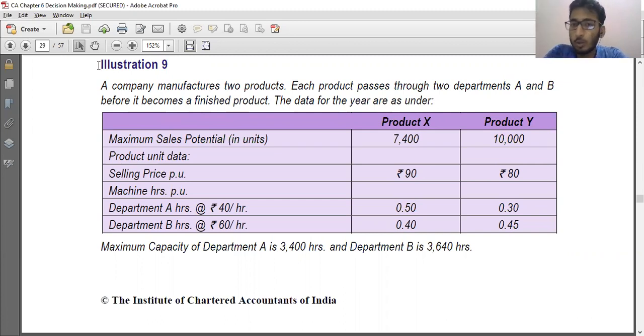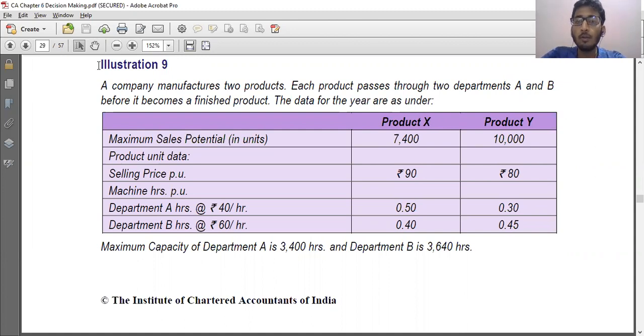A company manufactured two products. Each product passed through two departments, A and B, before it becomes a finished product. The data for the year are as follows: product X and product Y. One thing: in a linear programming question, you basically need a graph to solve it. I hope you know what linear programming is. Linear programming means the question is solved using X and Y: we put X and Y, we calculate different values of X and Y, then we make a graph, and by using the graph we solve the questions.